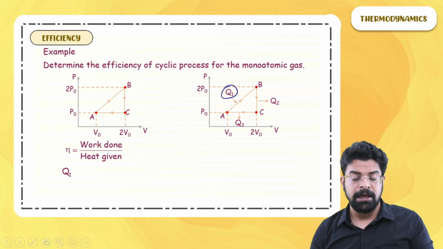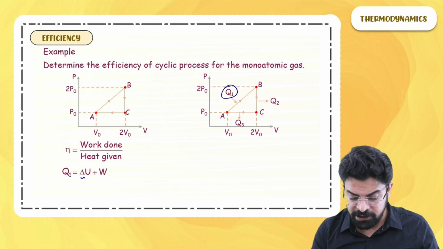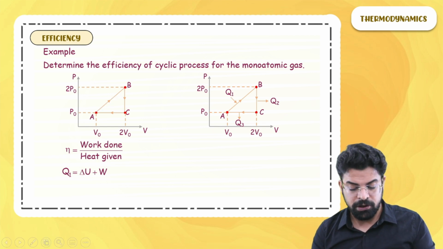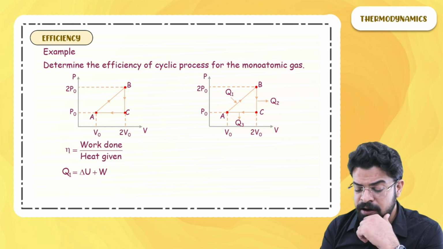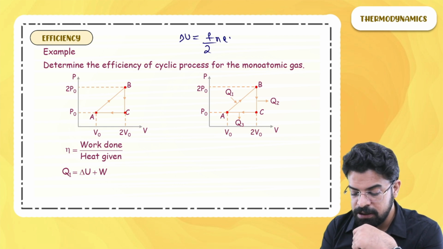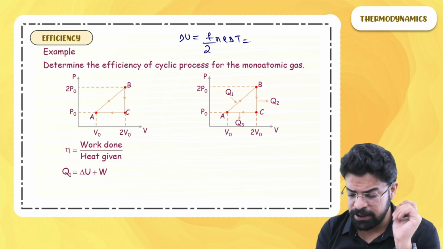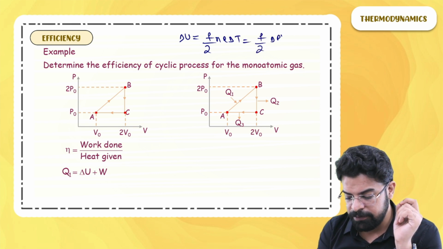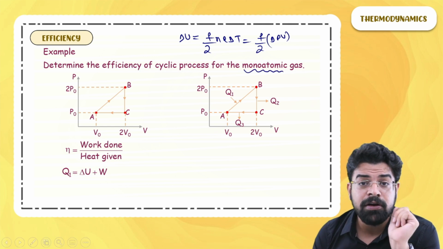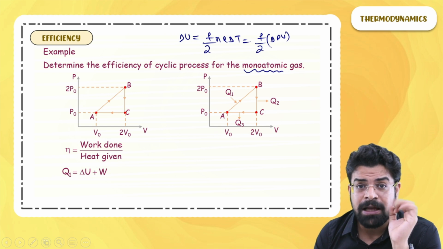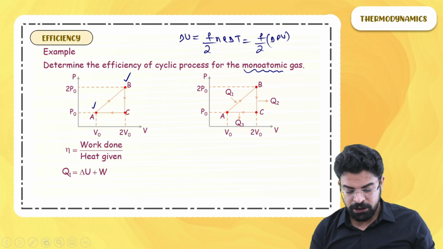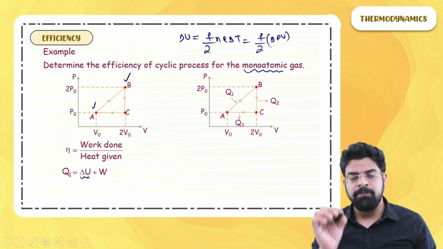Now Q1 can be written as the change in internal energy during the process A to B plus the work done by the gas. So how to write the change in internal energy? Change in internal energy can be written as f by 2 R delta T, or as f by 2 delta PV. Now here you know that since the gas is monoatomic, the degrees of freedom will be 3. What is delta PV? P final V final minus P initial V initial. So you can find delta U using f by 2 delta PV.